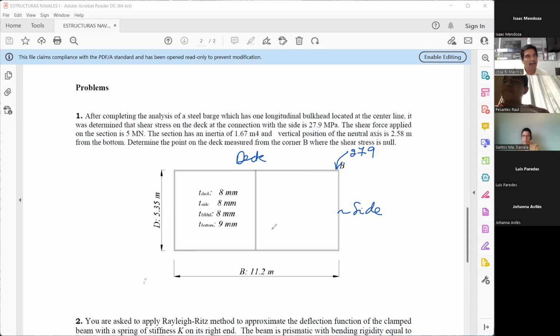Did anybody have problems with that information? Mr. Pesantes, is this what you understood? No. In this case, I confused the result. Okay, so we're clear. This is the deck, this is the side.